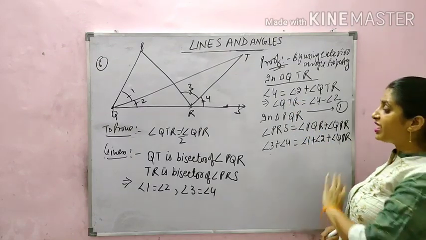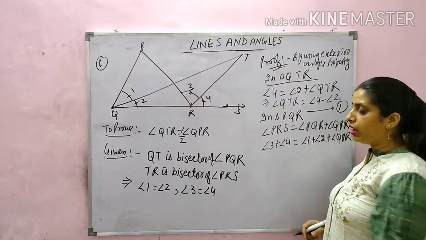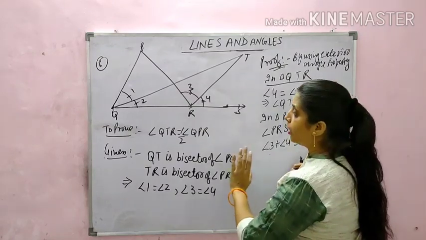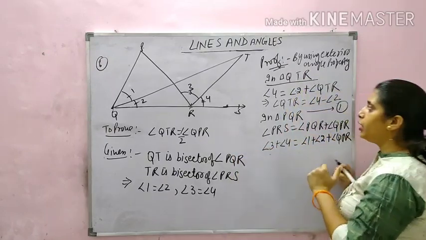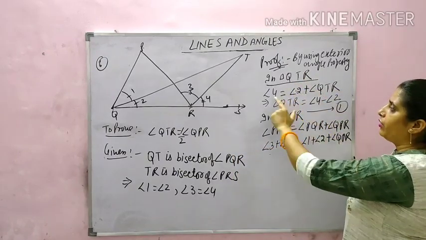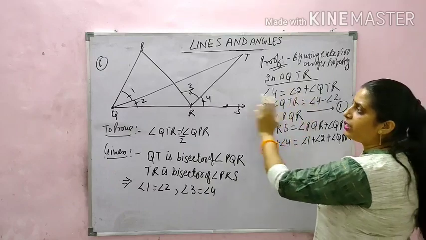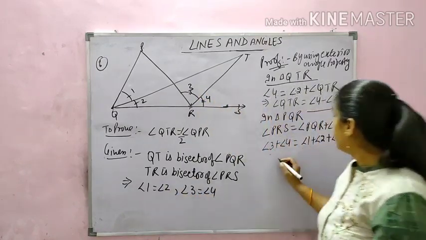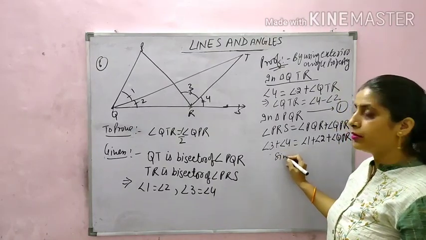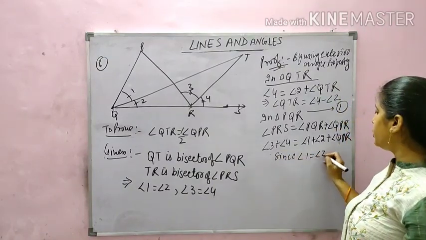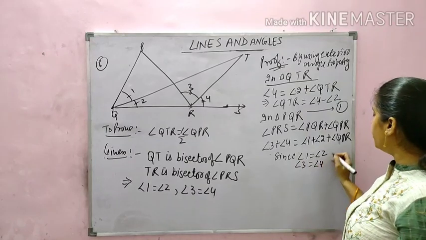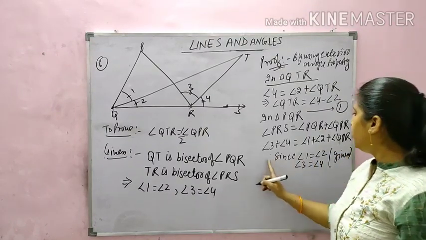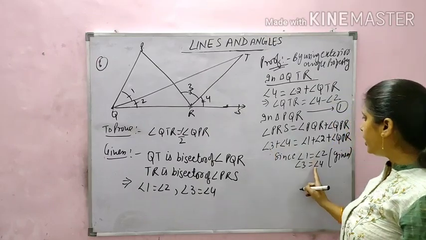Now how will you replace? Okay? The major factor is the replacing part. You see which value is needed. Okay? Which value is needed? In triangle QTR we have angle 4. It means we don't need angle 3. Just replace angle 3, since angle 1 equal to angle 2 and angle 3 equal to angle 4. It is given. Clear?